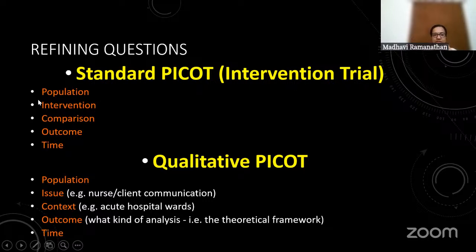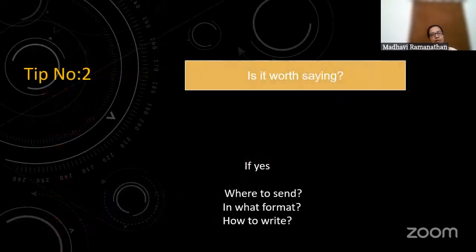What is the population of your study? What is the intervention you're doing? How are you comparing? What is the outcome? And what is the time frame? There is a qualitative PICOT as well, in which the context and the outcome are also used. So now you have formulated a research question, whether it is worth saying. If yes, where to send, in what format, and how to write.